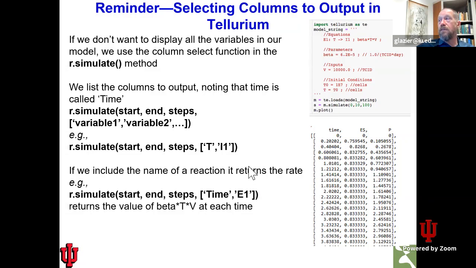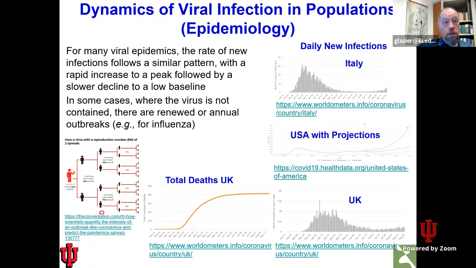I mentioned the idea of selecting columns. And if we select columns, we'll find that can be quite useful. As I mentioned, if you've named a rate law like E1 colon T to I1, I can have that rate law output. So that gives me the derivative of T as a function of time. So that's a convenience. Now that was a quick review of the basics of the programming.